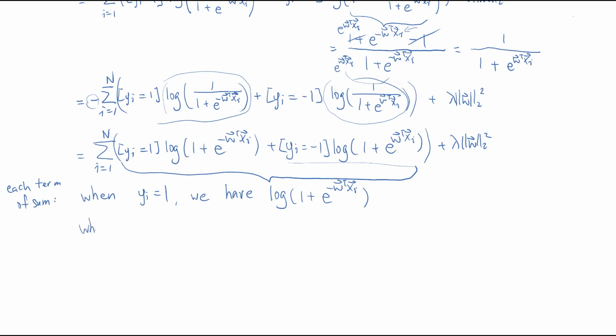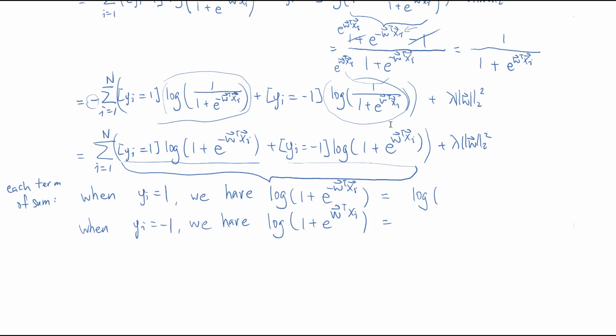And when yi equals minus 1, the first term is 0, and for the second term, we just have the log part. And of course, the only difference is that the power here is positive instead of negative. Okay, so it turns out that we can simplify this even more.